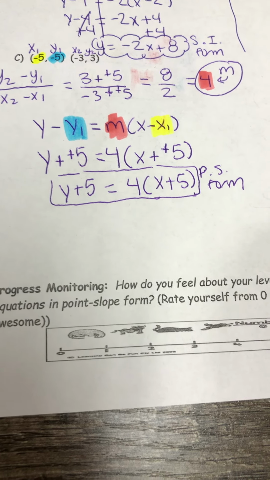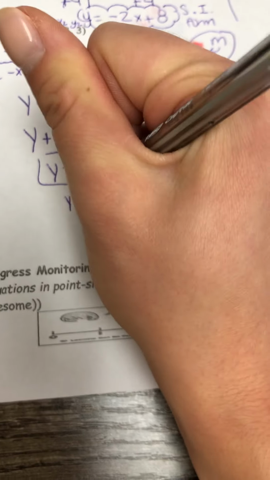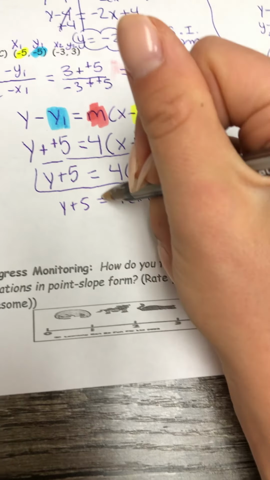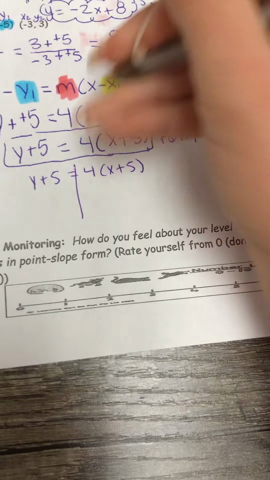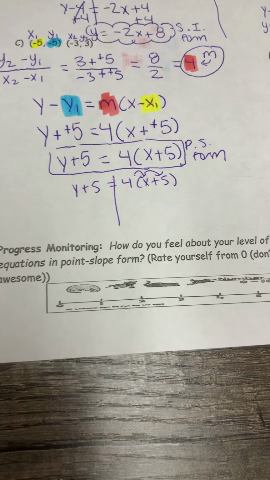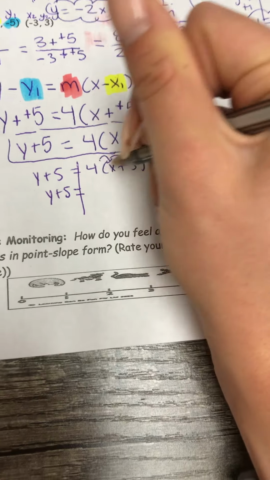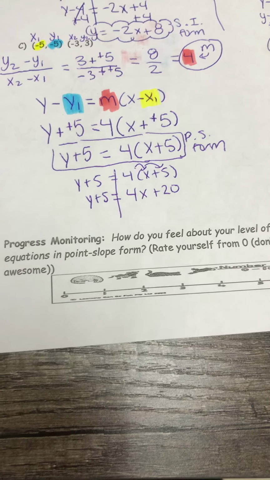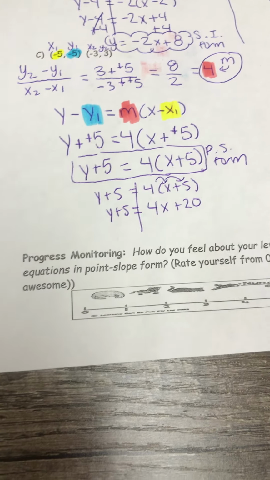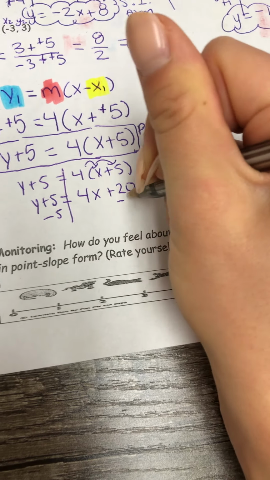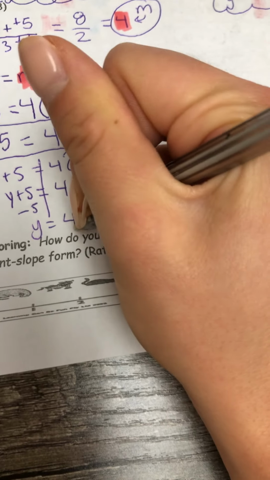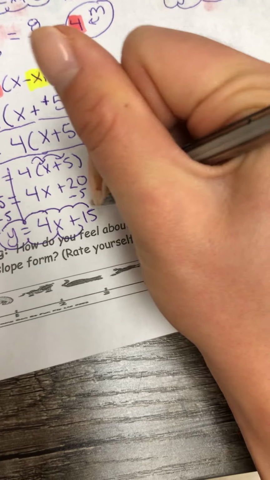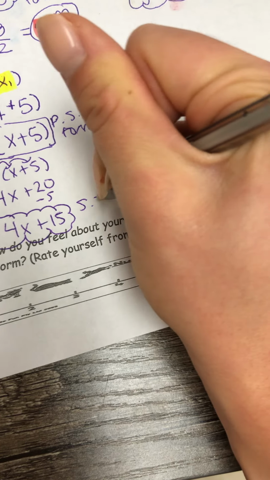Now, just like when I found slope-intercept before, I'm going to go ahead and rewrite this equation so I have it written out so I can work with it better. Now, because I'm solving for y, I will need to distribute that 4. 4 times x is 4x. 4 times 5 is 20. So I get y plus 5 is equal to 4x plus 20. I only want one y, so I have to subtract 5 from both sides. I get y is equal to 4x plus 15. And that is in slope-intercept form.